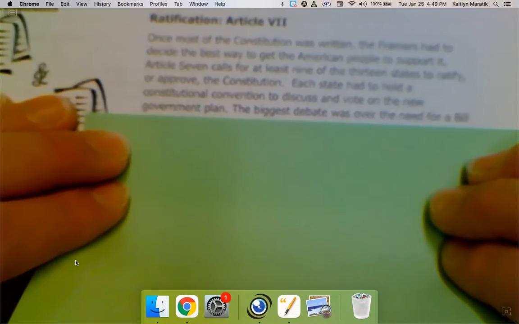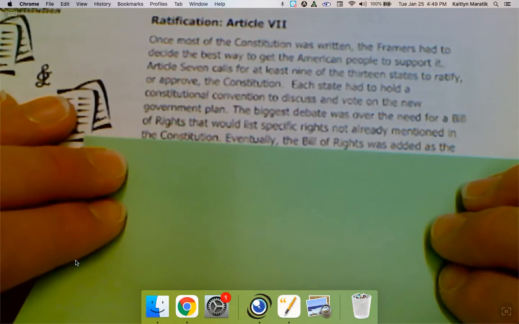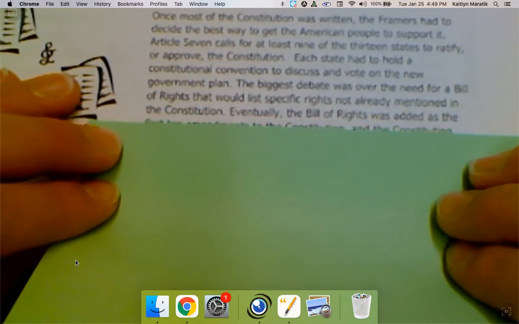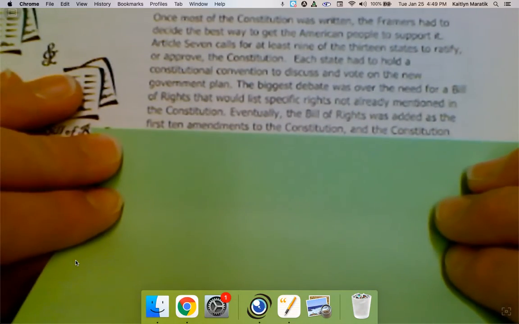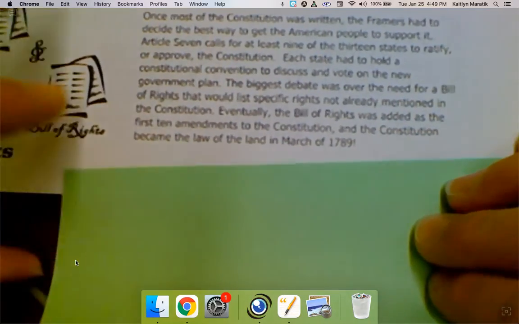The biggest debate was over the need for a Bill of Rights that would list specific rights not already mentioned in the Constitution. Eventually, the Bill of Rights was added as the first 10 amendments to the Constitution, and the Constitution became the law of the land in March 1789.